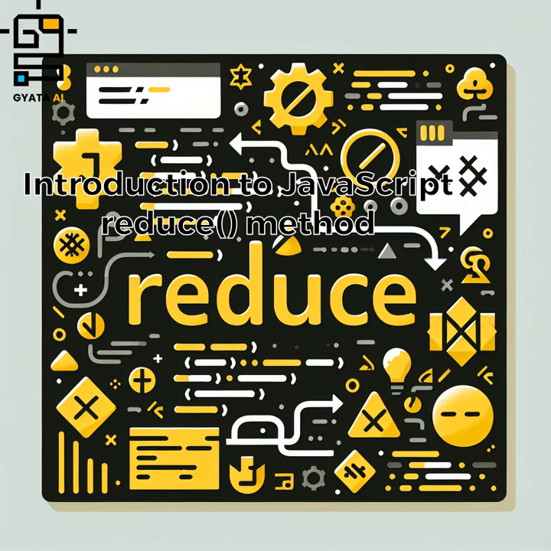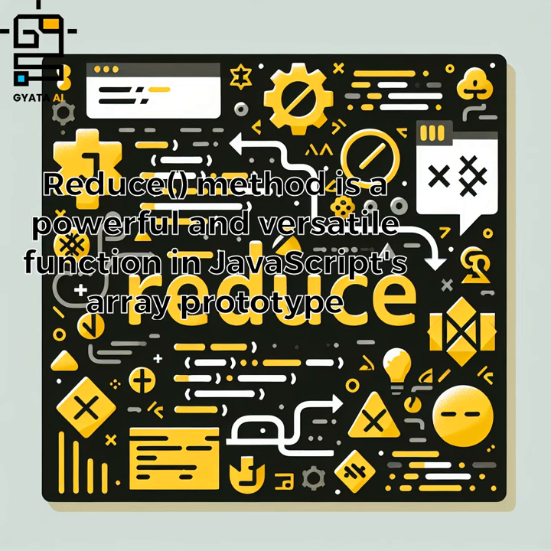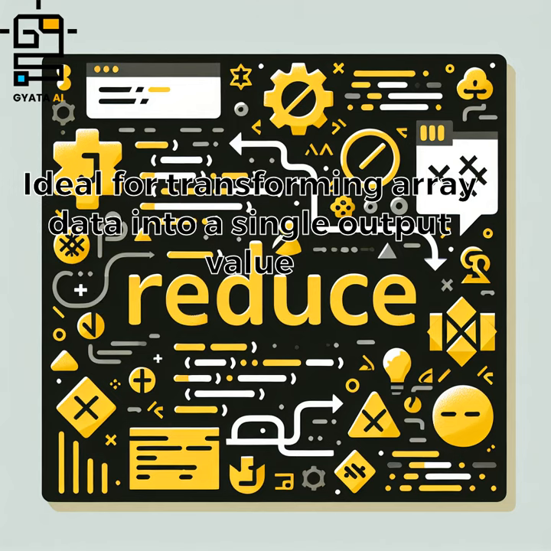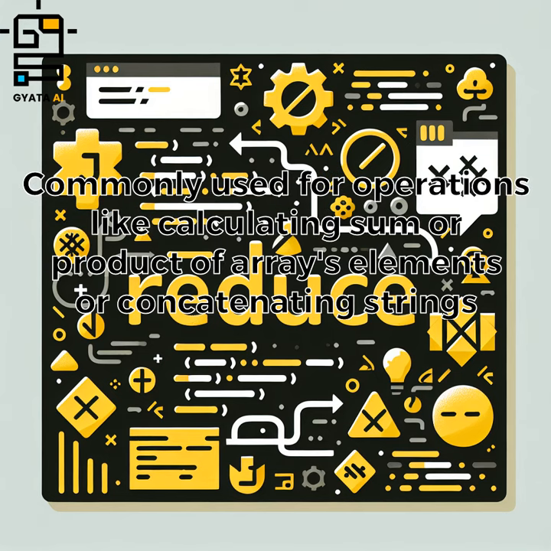Introduction to the JavaScript reduce method. The reduce method is a powerful and versatile function in JavaScript's array prototype, ideal for transforming array data into a single output value, commonly used for operations like calculating the sum or product of an array's elements or concatenating strings.